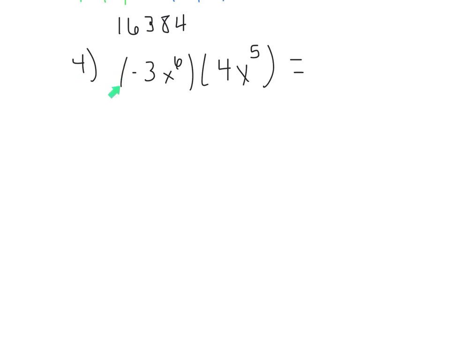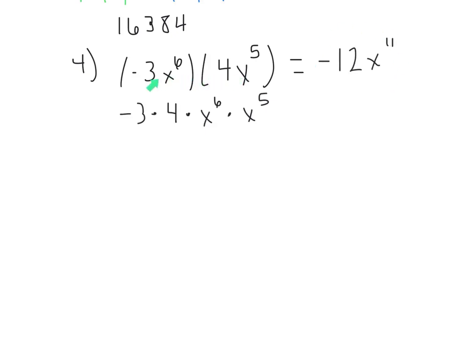Example 4 is negative 3x to the 6th times 4x to the 5th. We are going to multiply the coefficients, so negative 12, and we are multiplying our x's, which means we're adding these exponents. So we will get negative 12x to the 11th.